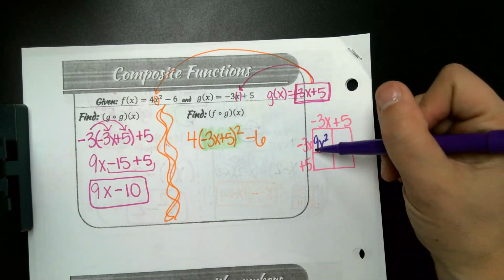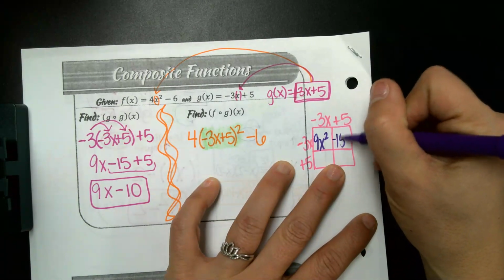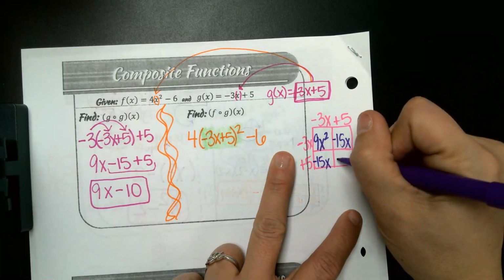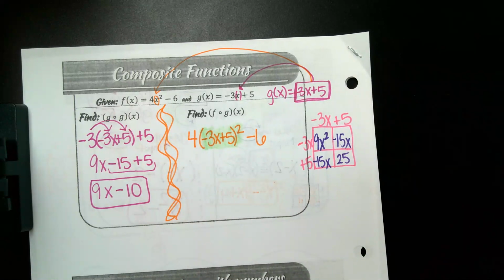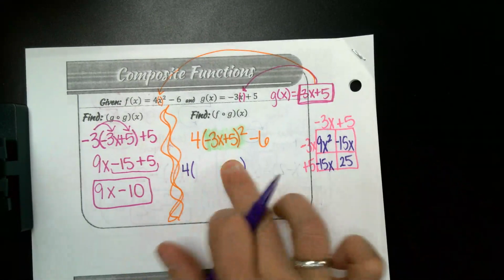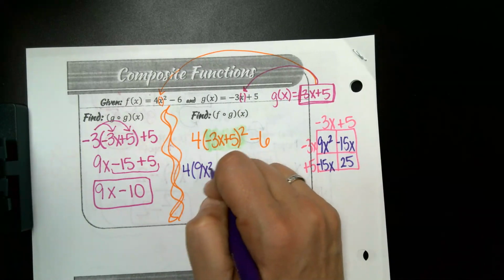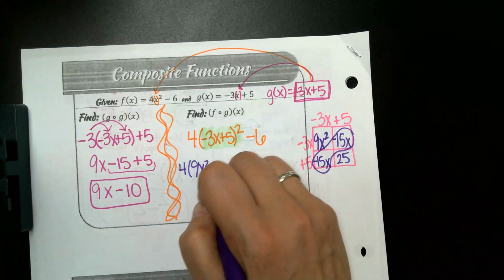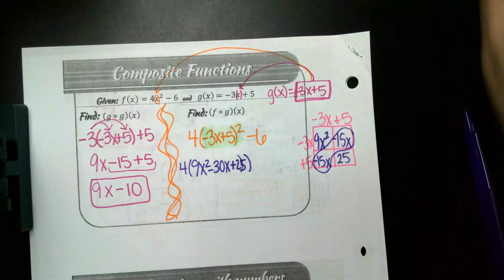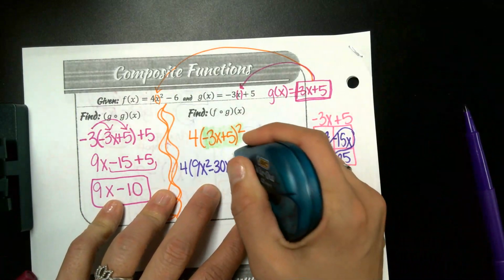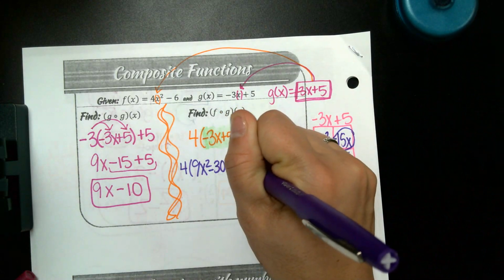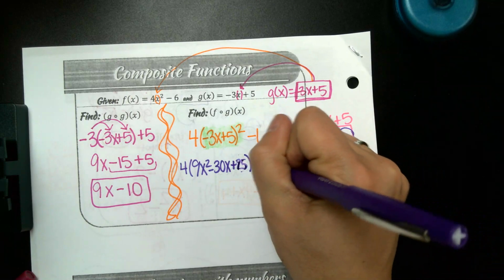9x squared. Negative 3x times 5. And then 5 times negative 3x. And 5 times 5. Okay, so when I rewrite this, I've got the 4 out front, then all of this goes in here. 9x squared. If you put these two together, that's a total of negative 30x. And then I have plus 25. And then I still have that minus 6 at the end.